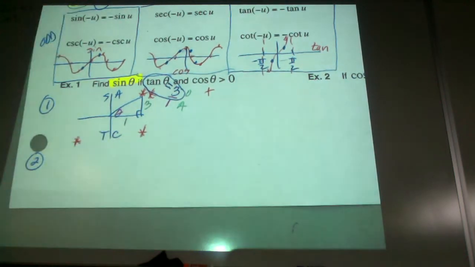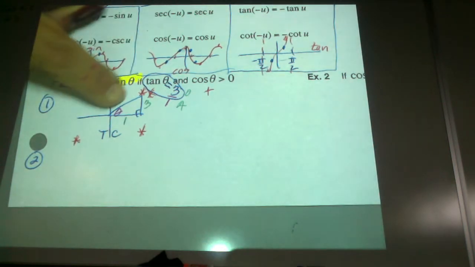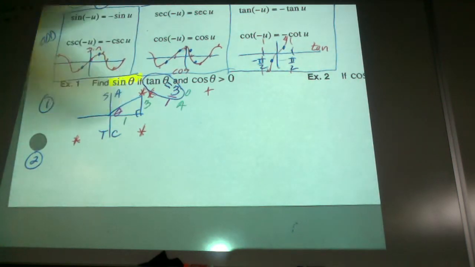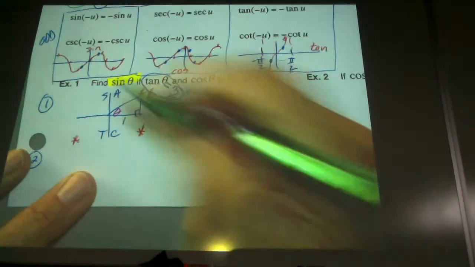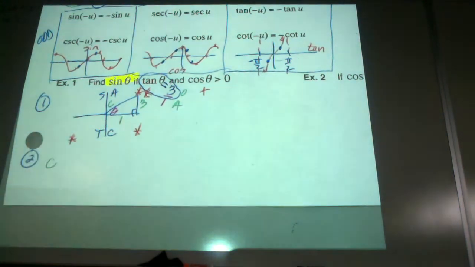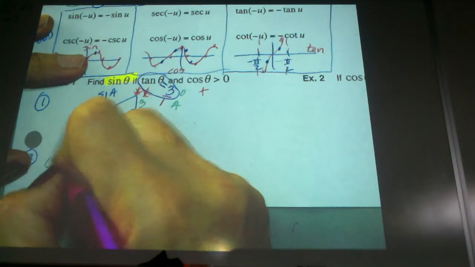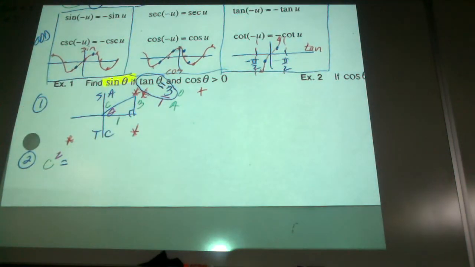Step 2, we ultimately are finding the sine of theta. Do I have to know the hypotenuse of my triangle in order to find the sine of theta? Because sine is what over what? Opposite over hypotenuse. So I do have to know my hypotenuse. So I'm going to label that hypotenuse C, and we're going to find C. In order to find C, I need to square it and set it equal to the sum of the squares of the legs.